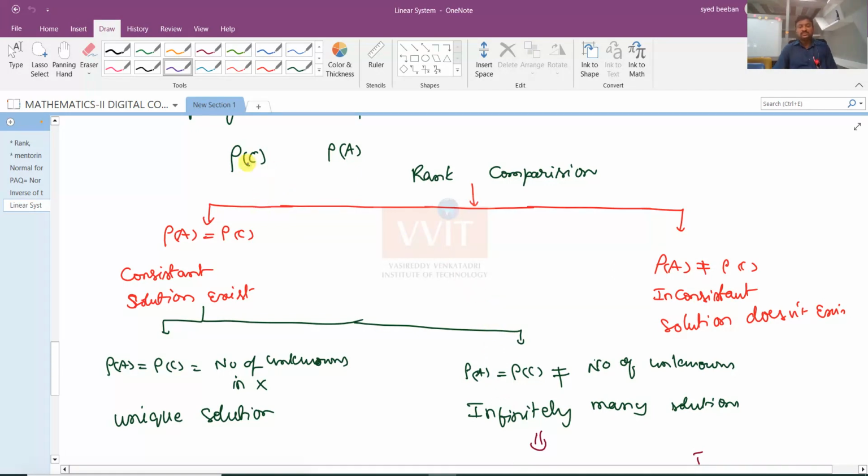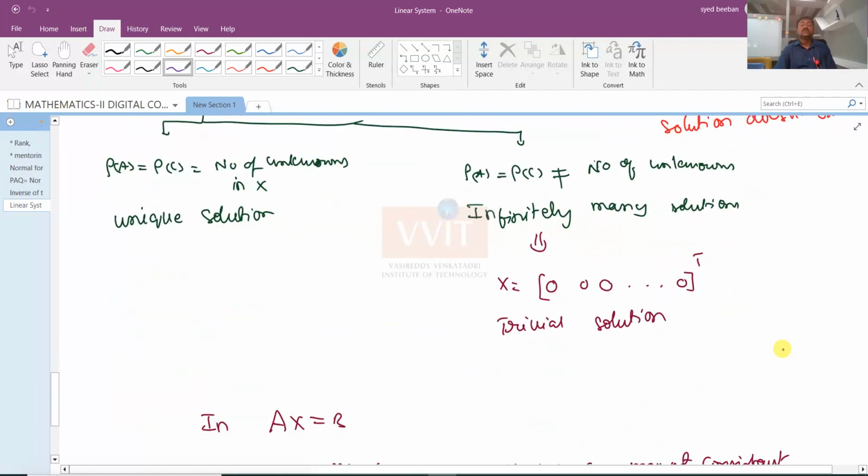Now, if rank of A equals rank of C but is not equal to the number of unknowns, that means infinitely many solutions. In this case, out of these infinitely many solutions, one of the solutions is X equal to 0, 0, 0, 0 and so on, transpose, which is known as the trivial solution.